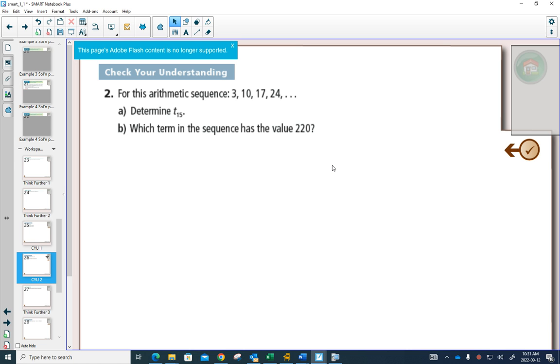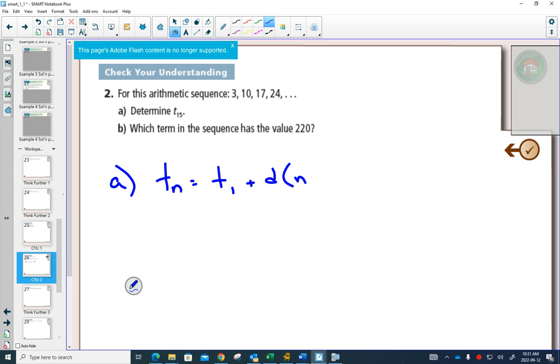Okay. So for this arithmetic sequence, determine term 15. Well, to determine term 15, we need to have a formula. We can either get the formula for the general term using the formula that's on the formula sheet that we just saw. The formula on the formula sheet says use term 1 plus d times n minus 1.